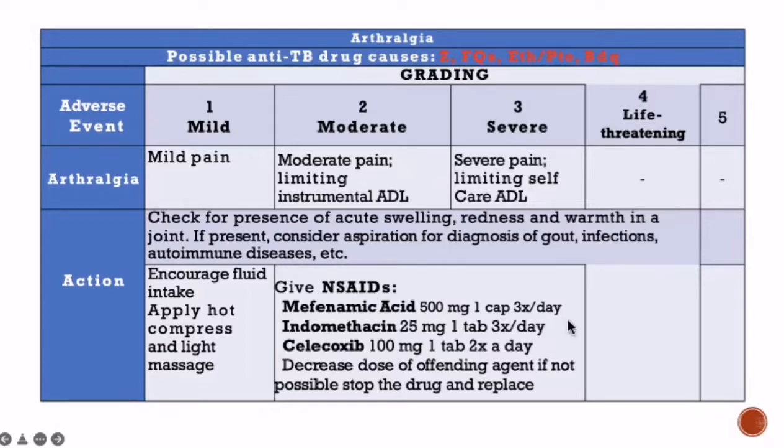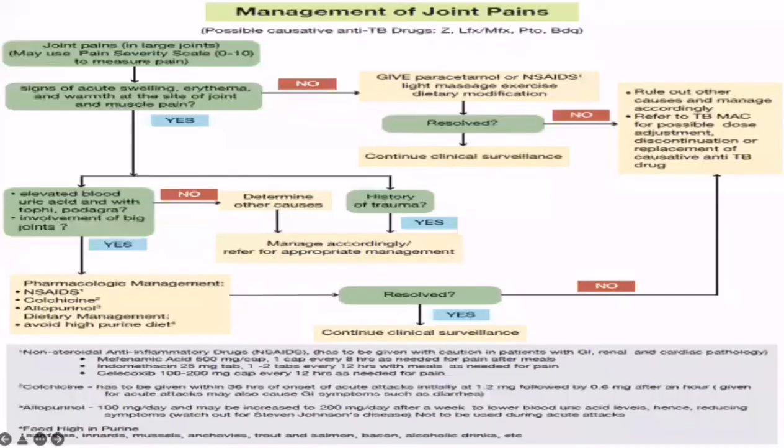Remember, your uric acid levels may be elevated in patients taking pyrazinamide. So if gout is present, you initiate treatment and give allopurinol. So that is the algorithm for the management of joint pains.